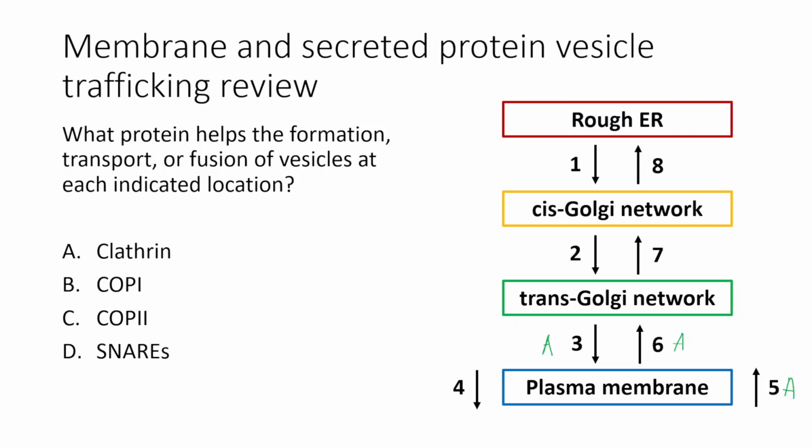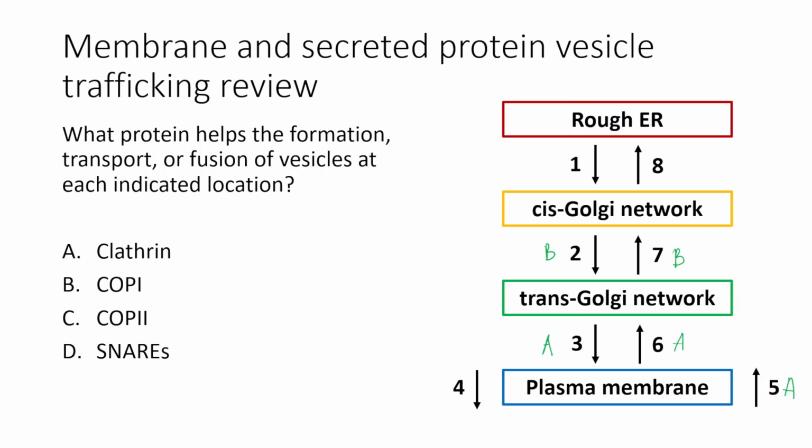And so now let's do COP1. So where do we see COP1 coats? Yeah, 2, yes. So moving between different areas of the Golgi network. So from the cis Golgi to the trans Golgi. Where else? Yeah, 7. Yeah, exactly. From the trans Golgi back to the cis Golgi.